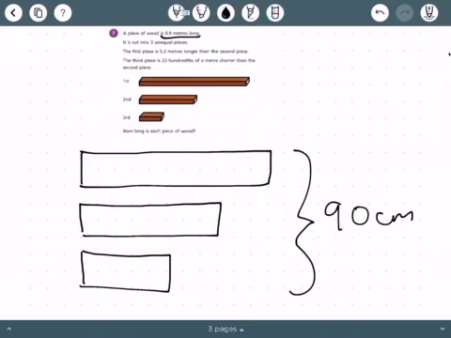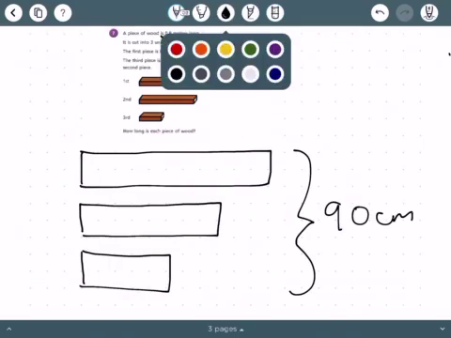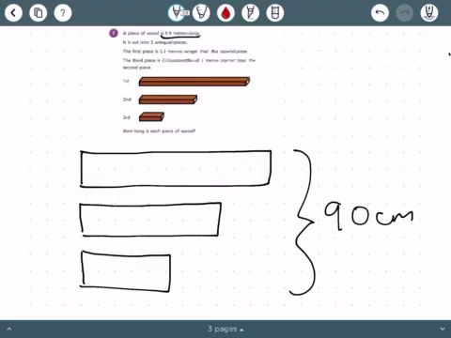Then it says the first piece is 0.2 meters longer than the second piece. So I'll change to a different colour here. So we know that it's 0.2 meters longer than the other piece. So we know that this here, 0.2 meters, is 20 centimeters.